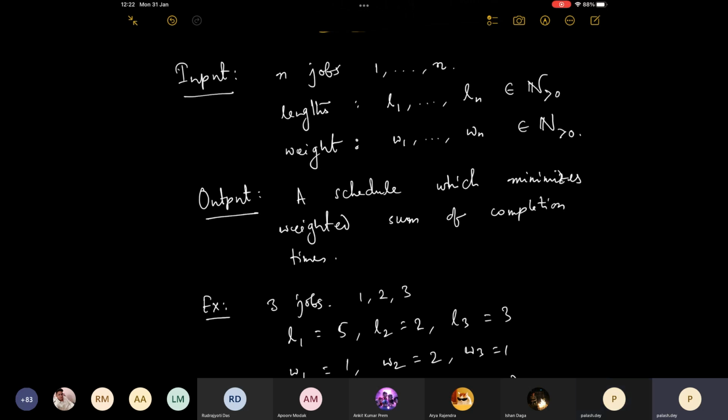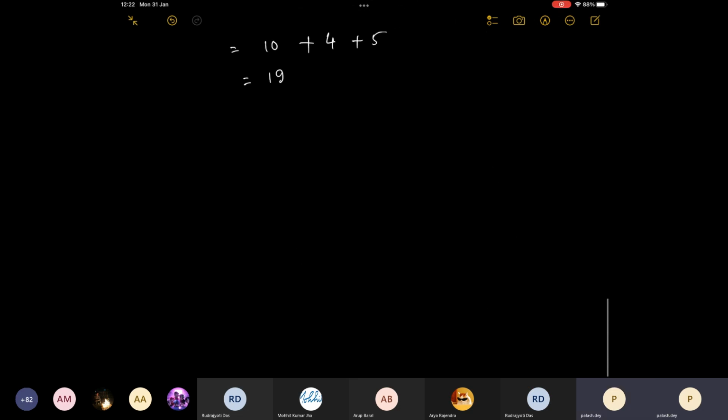Decreasing, sir. I think the highest weight should be done first. Correct, correct. Yeah, that's one candidate algorithm. Yes, someone else was telling. I think we should find the ratio of Wn by Ln. Yes, that's one candidate. Correct. Sir, I think we should sort with respect to the product WiLi. So these are the candidates.